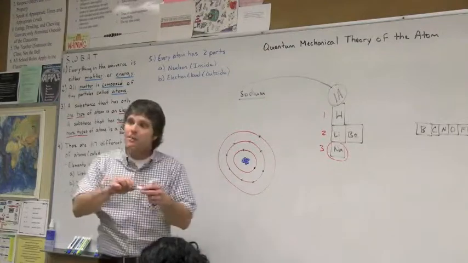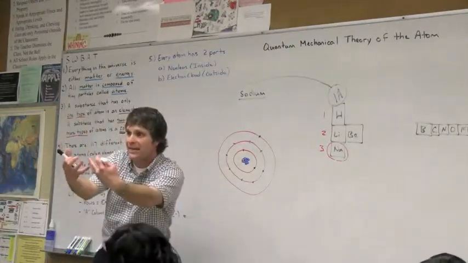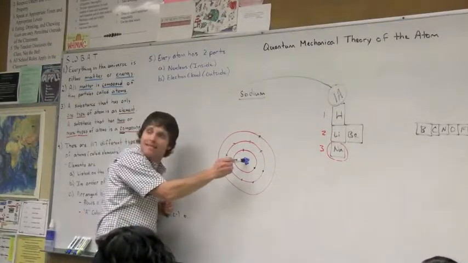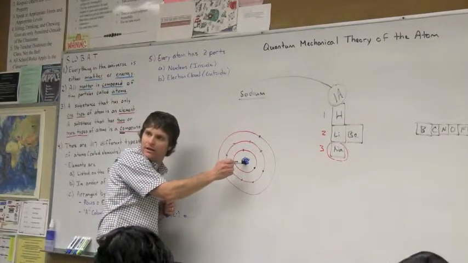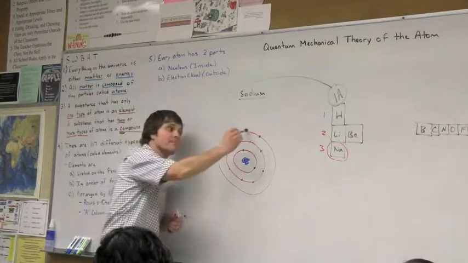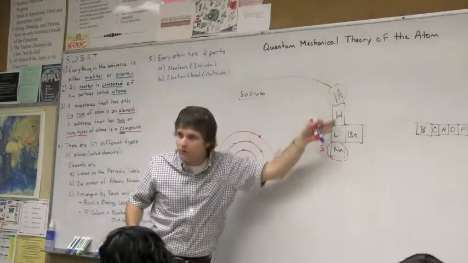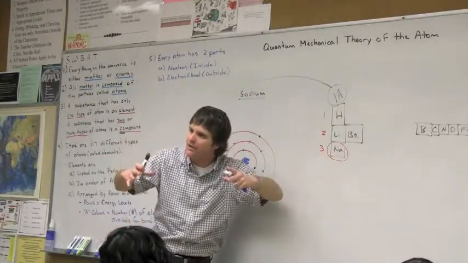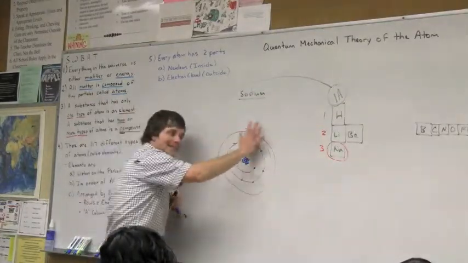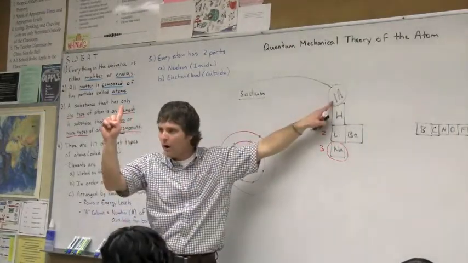Why is that? Because when this atom is flying around, when it bumps into another atom, it's not the inside of the atom that is going to collide, it's the outside. And not just any part of the outside, but the very outside. And that's why we stick it in column 1A, because on the very outside of the atom, even though it has 11 electrons, there is only 1 electron out there.